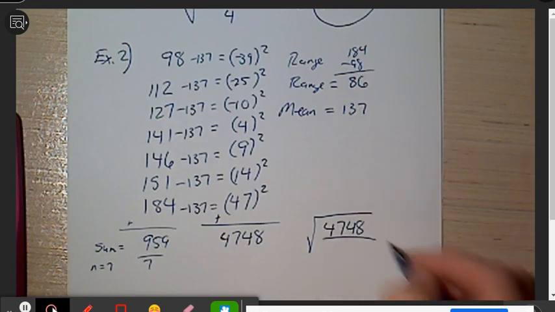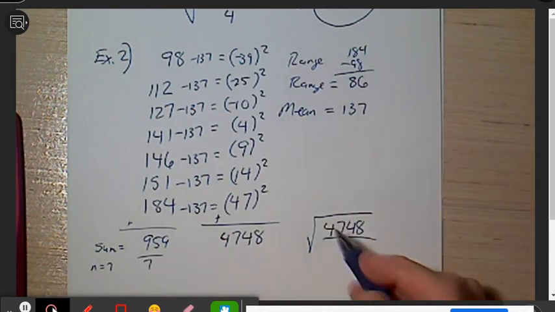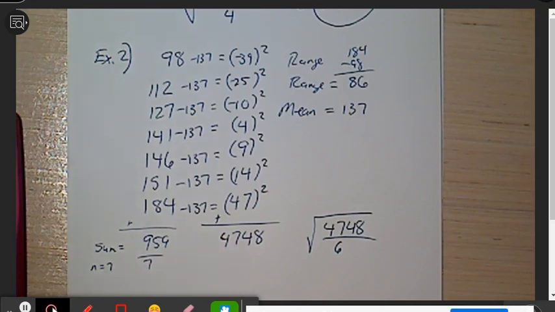Okay, and then we're going to square root the sum of the square differences. There were 7 numbers, so when we go to this one, we're going to divide it by 6. For this one, we'll round this one off to 2 decimal places. This should come out to be 28.13.